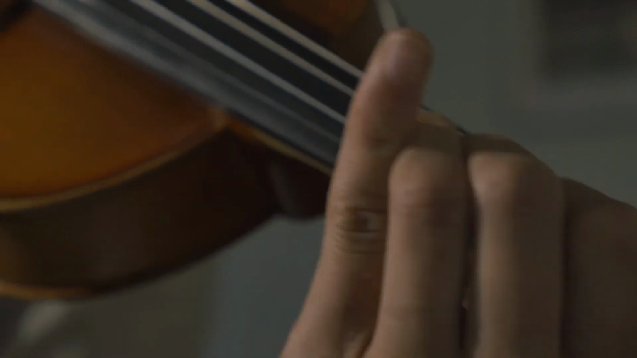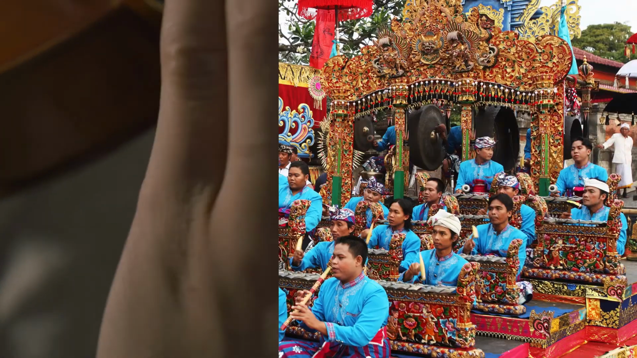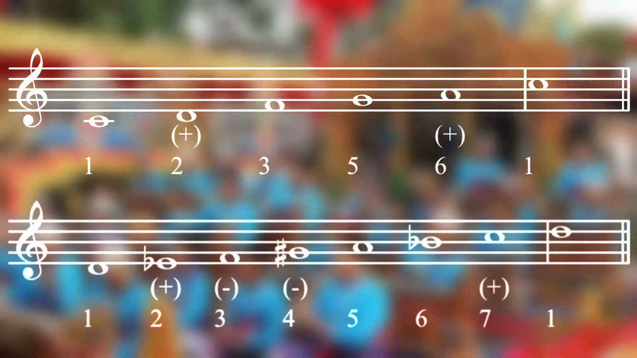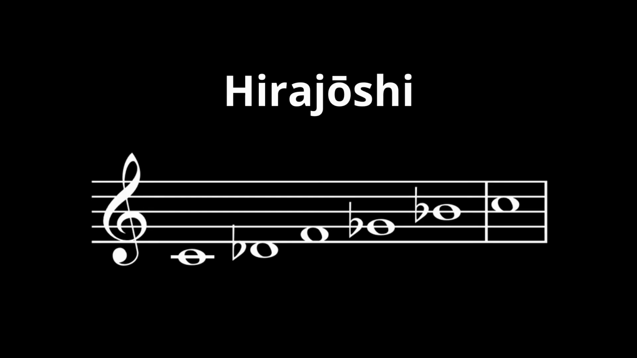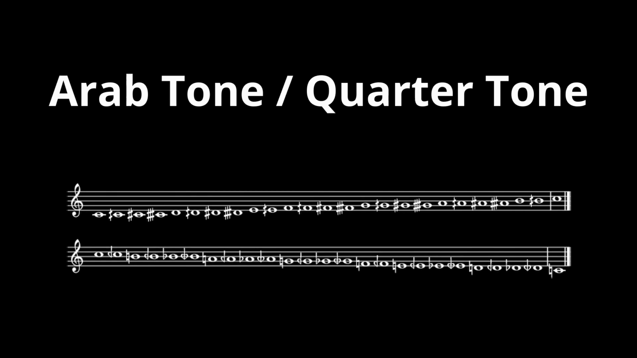So far, I've only covered the tuning systems used in Western classical music. It's important to recognize that other cultures have their own tuning systems. For example, the Indonesian gamelan uses the slendro and pelog scales. The Japanese hirayoshi scale uses semitones similar to those in Western equal temperament. Finally, the Arab tone system uses a subset of 24 equal temperament. This system can be thought of as adding a note in between every note in the Western chromatic scale.